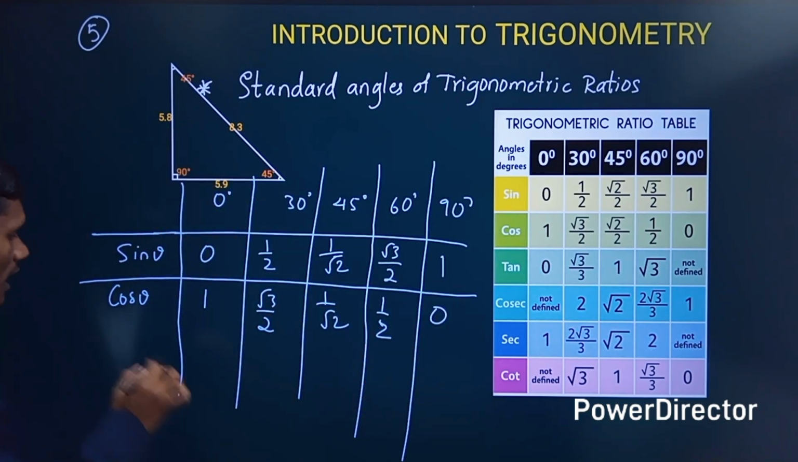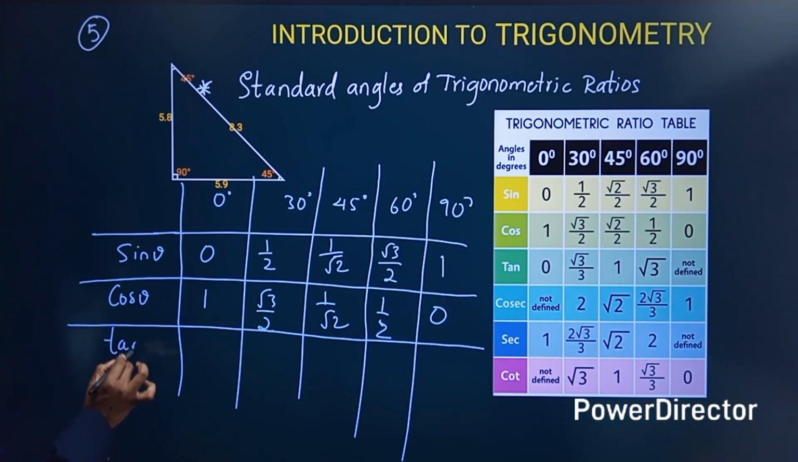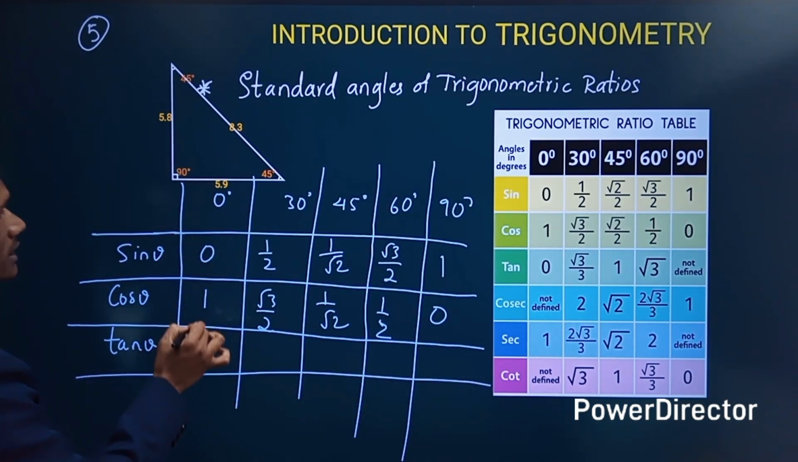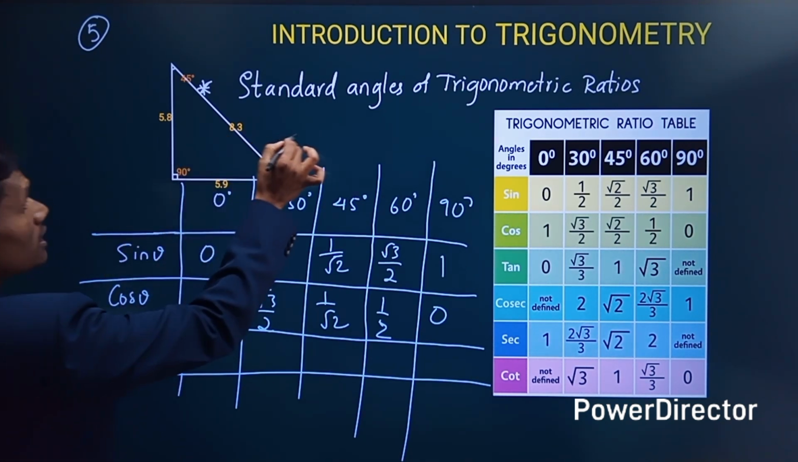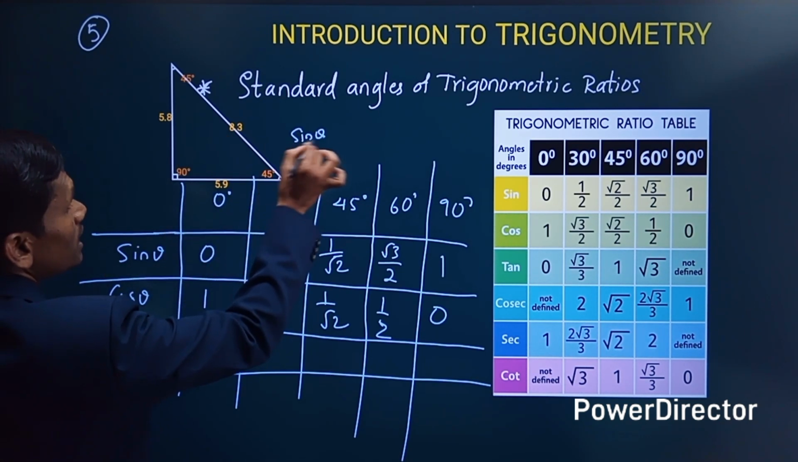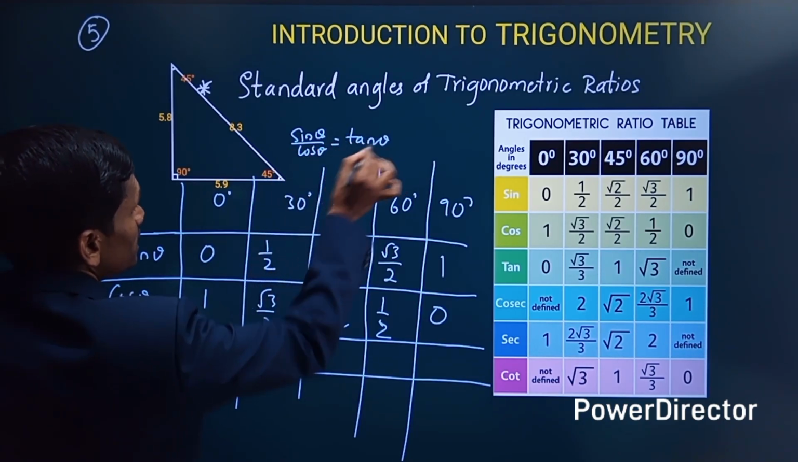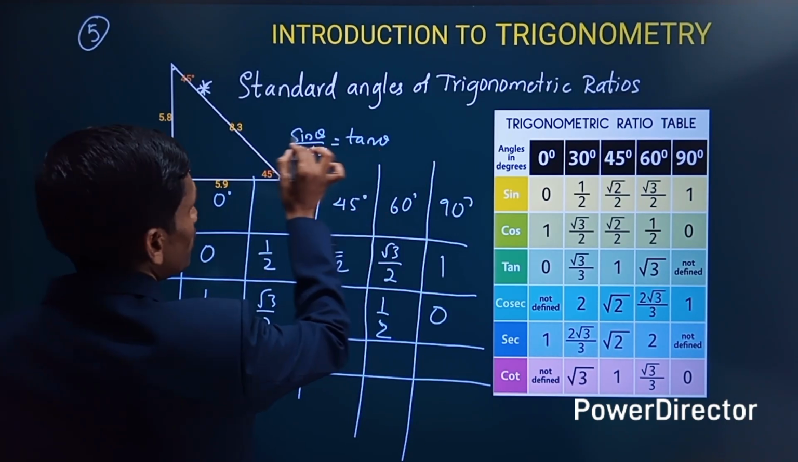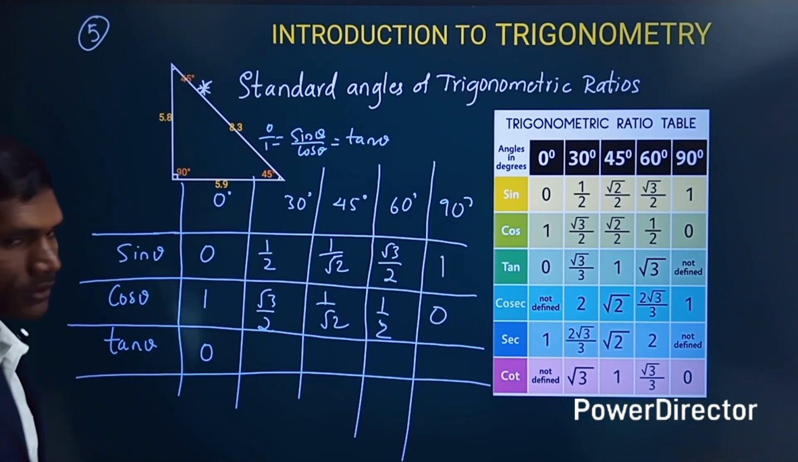And if you go for tan theta, tan 0 is 0. How do we get this? We have already just now learned that sin theta by cos theta is equal to tan theta. Sin theta is 0 and cos theta is 1, so 0 upon 1 means the value is 0. That is why 0.